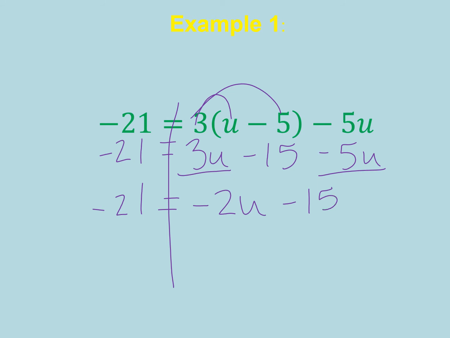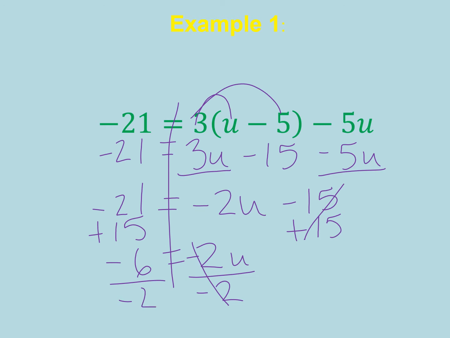Here is that two-step equation that we've worked on before. Notice it's kind of flipped around. But we can still solve for u here. So I'm going to add 15 to the right side to get that to cancel. So I'm going to add 15 over here. -21 plus 15 is -6. That equals -2u. And then the final step is to divide by -2. So we get u equals 3. Okay, u equals 3.